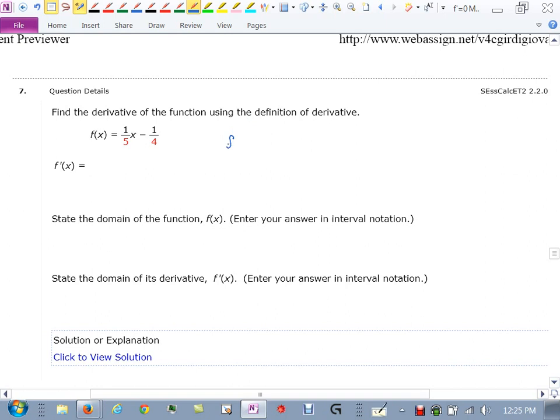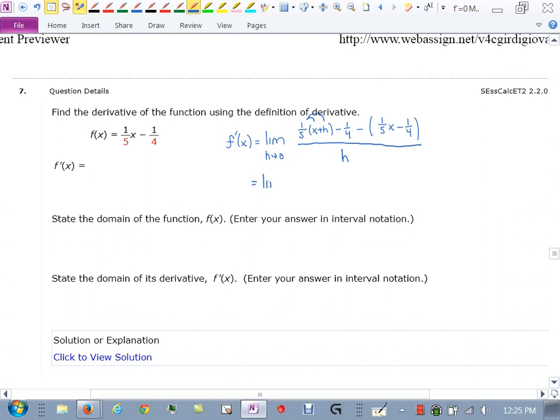All right, so for the derivative, I'm going to use the limit as h goes to 0 of f of x plus h, so 1/5 (x plus h) minus 1/4, minus f of x, which was 1/5 x minus 1/4, all over h. Now, hopefully you've done that so many times you understand what I'm doing there. I will distribute through the 1/5 here.